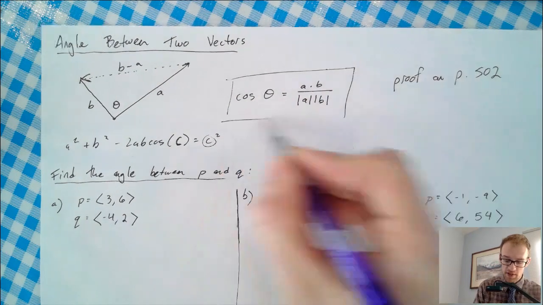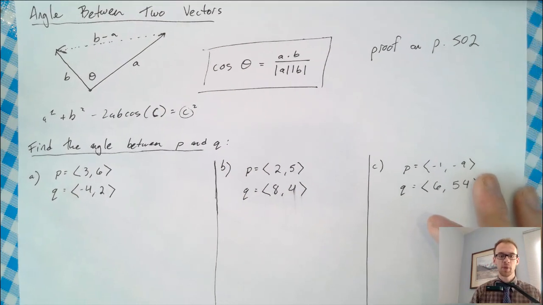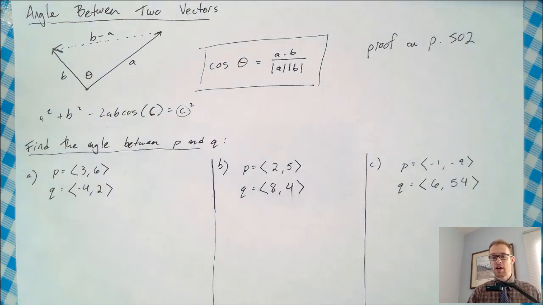This is the big idea here that you need to write down and use. You're not going to have to prove it on a quiz, but you will have to use it. Okay. Let's use this formula to find the angle between P and Q for the same three pairs of vectors we had in the last video.